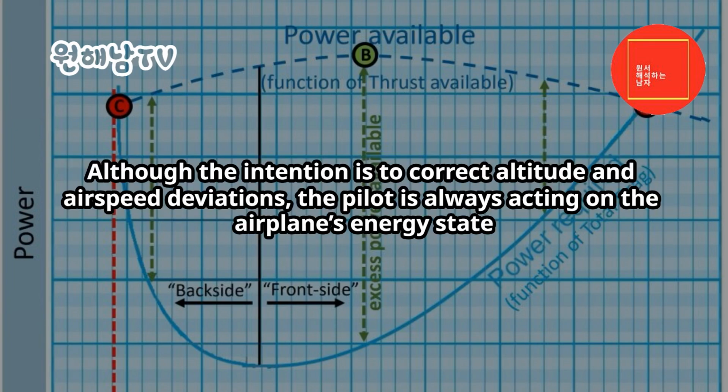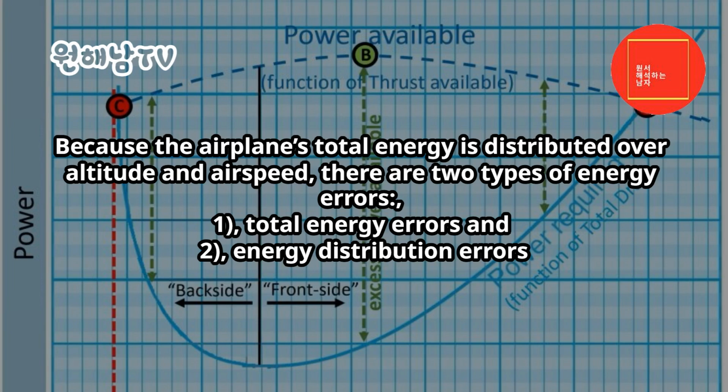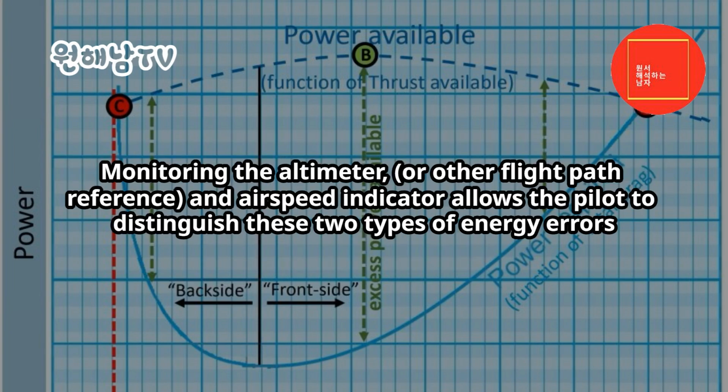Although the intention is to correct altitude and airspeed deviations, the pilot is always acting on the airplane's energy state. Thus, it is important to translate altitude and speed deviations into energy errors. Because the airplane's total energy is distributed over altitude and airspeed, there are two types of energy errors: 1. Total energy errors, and 2. Energy distribution errors. Monitoring the altimeter, or other flight path reference, and airspeed indicator allows the pilot to distinguish these two types of energy errors.